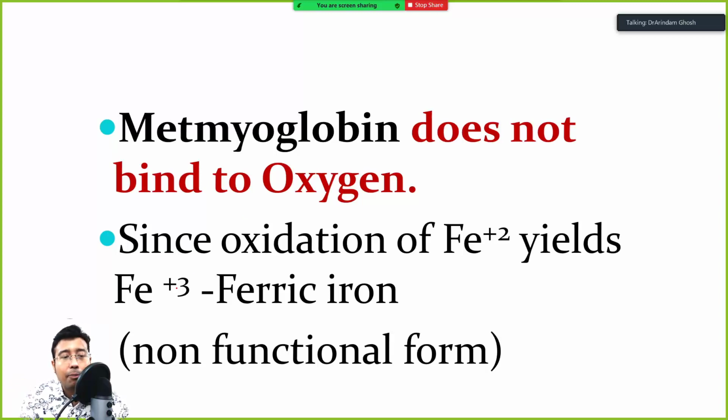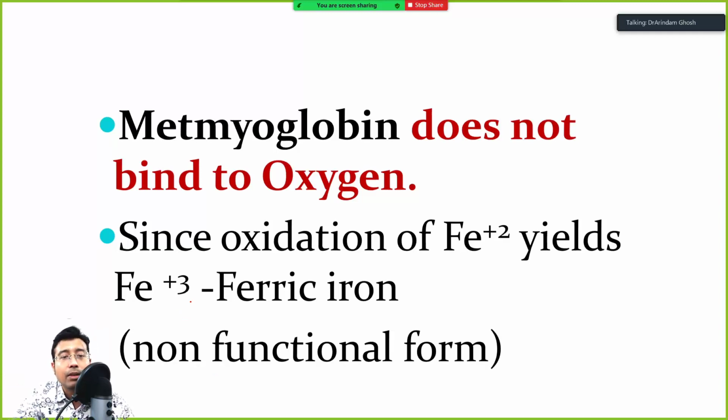Naturally, it is a non-functional form. Metmyoglobin does not bind to oxygen, so it will not be able to store oxygen as a reservoir in the case of cardiac muscle. So remember, oxidative stress or increased exposure to oxidative drugs is not only a problem for methemoglobin, in skeletal muscle, it is also a problem for cardiac muscle. However, I told you it is reversible. Excess oxygen, positive pressure oxygen ventilation, will reverse the metmyoglobin and methemoglobin into their ferrous form.